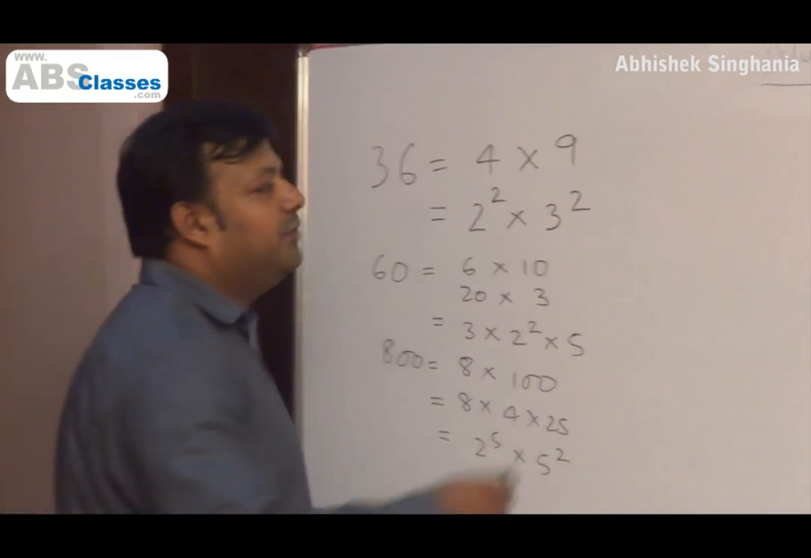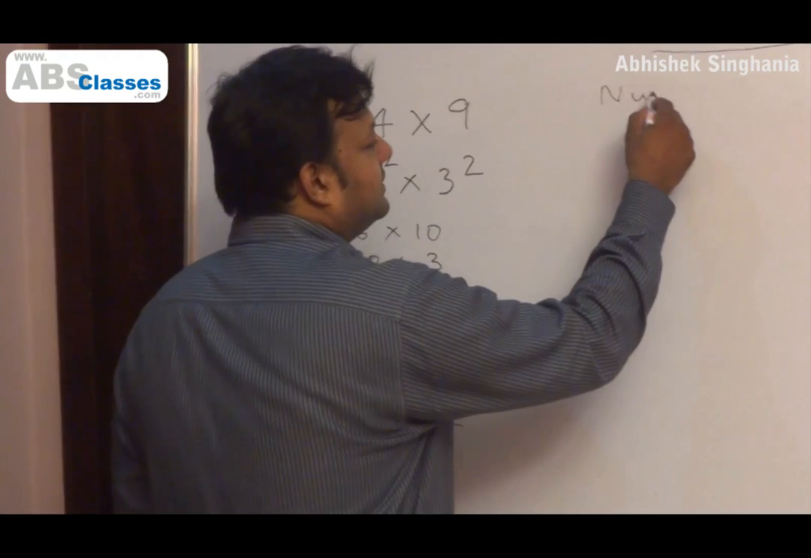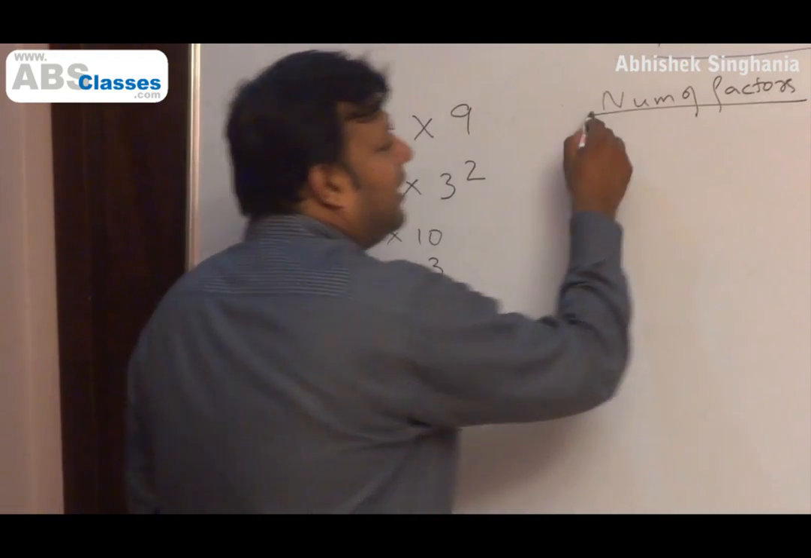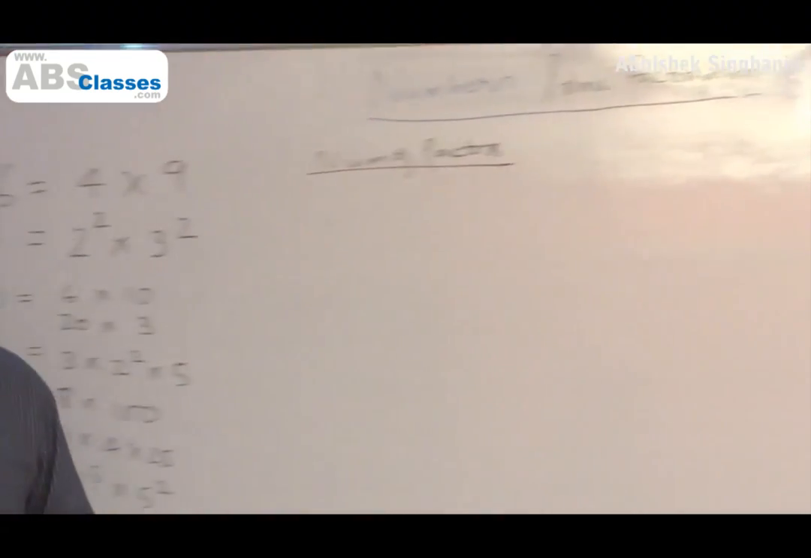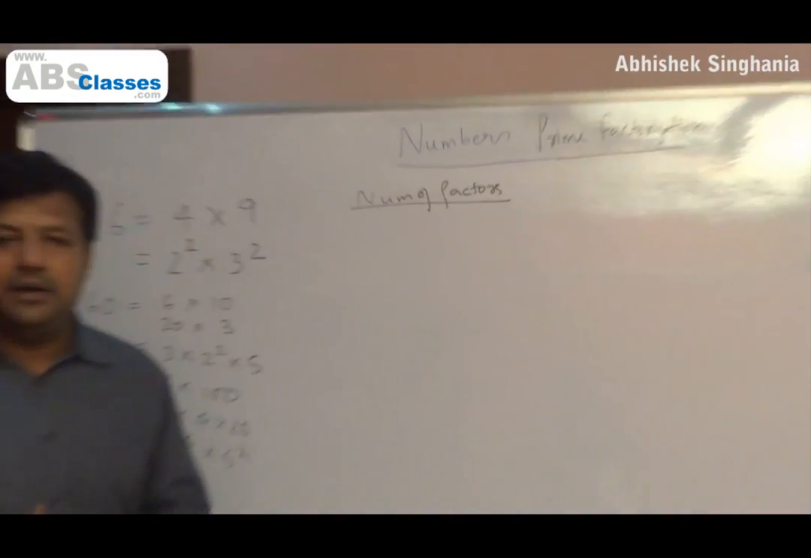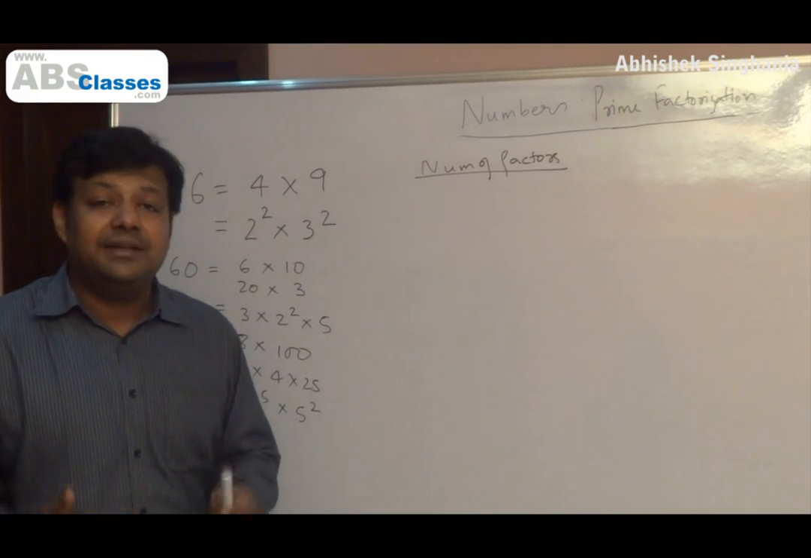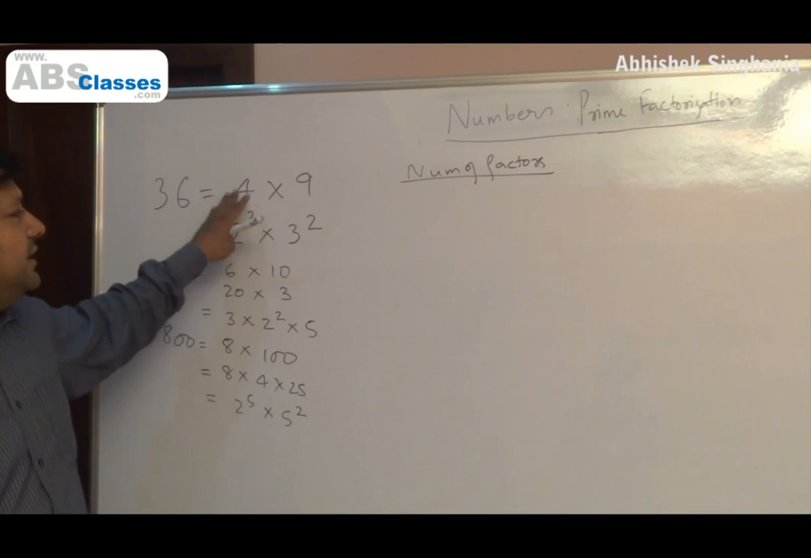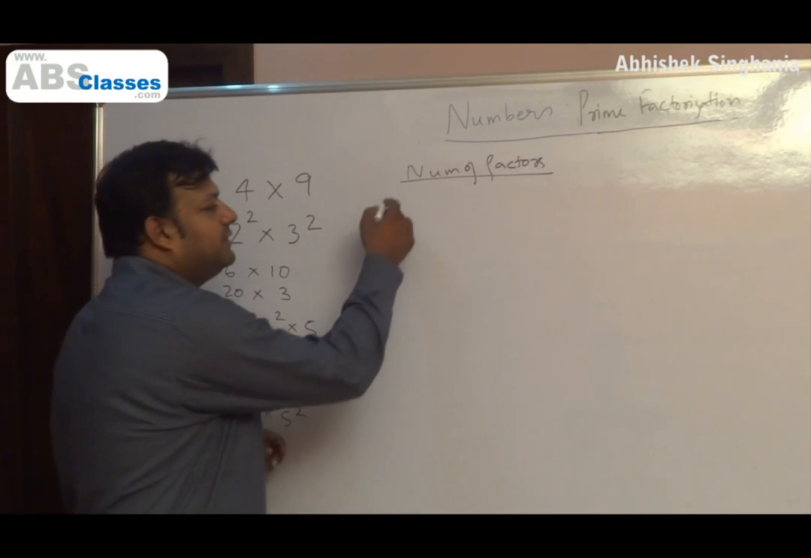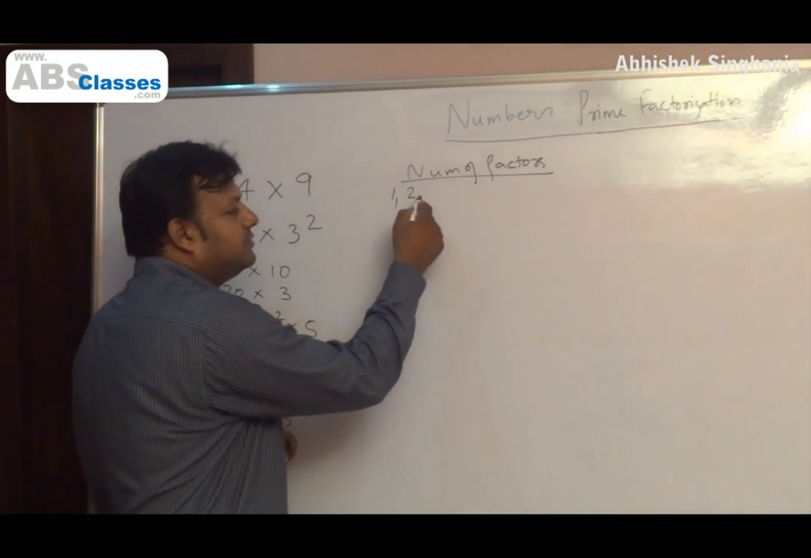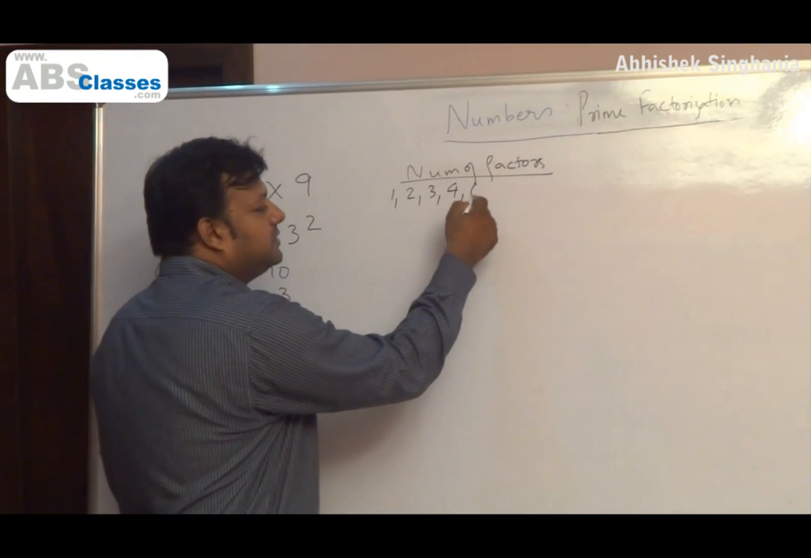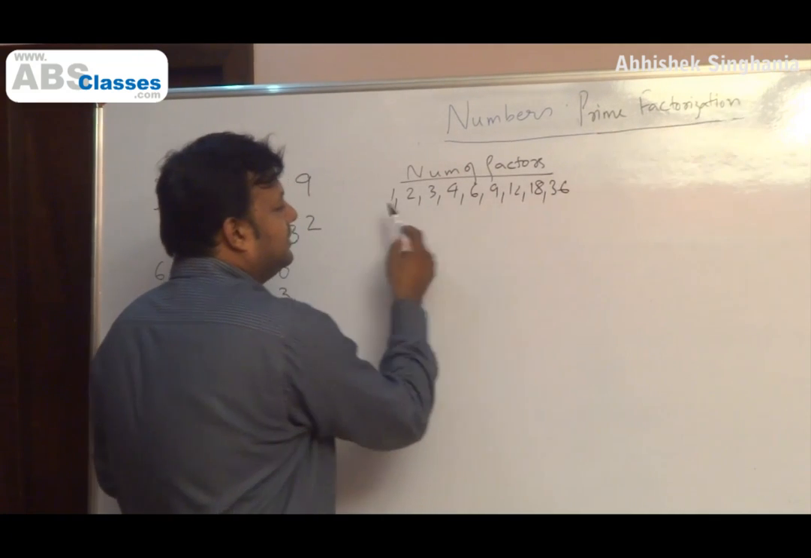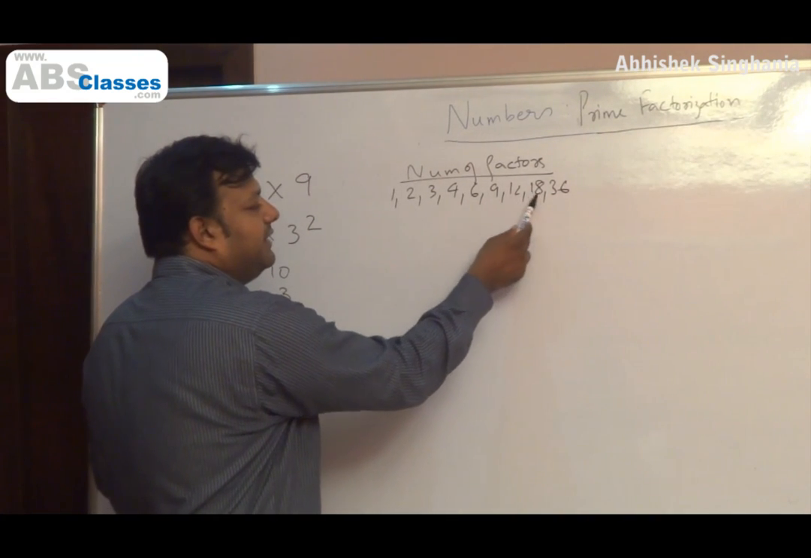The first thing that we will try to calculate is the number of factors. That is, how many numbers are there which will divide our number completely, remainder 0. This is what we call a factor. So how many factors does a number have? Let's take a number for which we can calculate the factors easily. Say 36. Let's write down the factors without using any formula. So 1, 2, 3, 4, 6, 9, 12, 18 and 36. So 1, 2, 3, 4, 5, 6, 7, 8, 9.